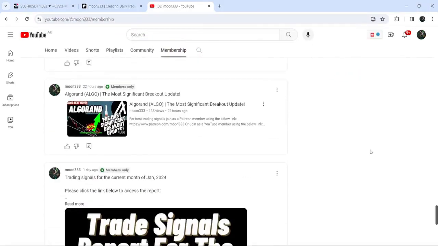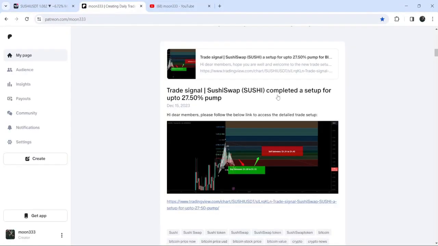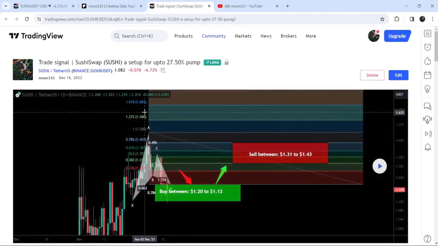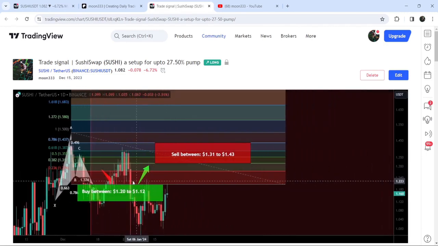Let's start the analysis. And first of all, let me begin with my most recent trade signal for SushiSwap that I shared on 15th of December 2023 with my members. And that was a Gartley pattern, a harmonic bullish reverse Gartley pattern that SushiSwap formed on a daily time frame chart with US dollar pair. And if I click this play button, then you can see it is showing us that the price has nicely moved up from the buying zone and rallied to the sell target zone. Slightly moved down than this buying zone here, but it covered back very soon. Then we had a nice pump, and this was almost 26% pump.